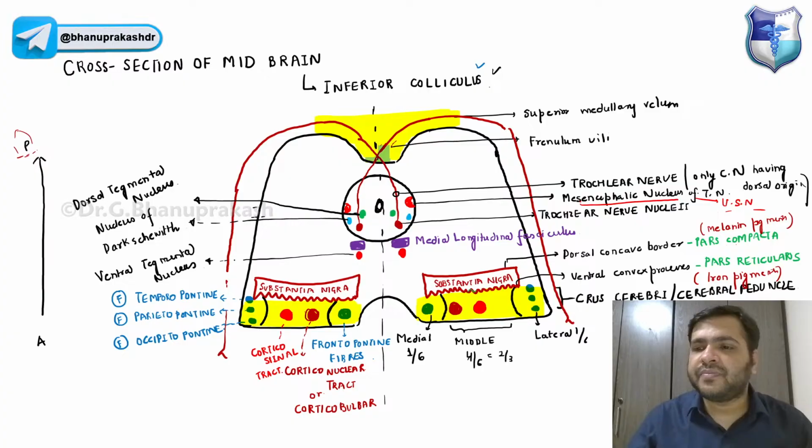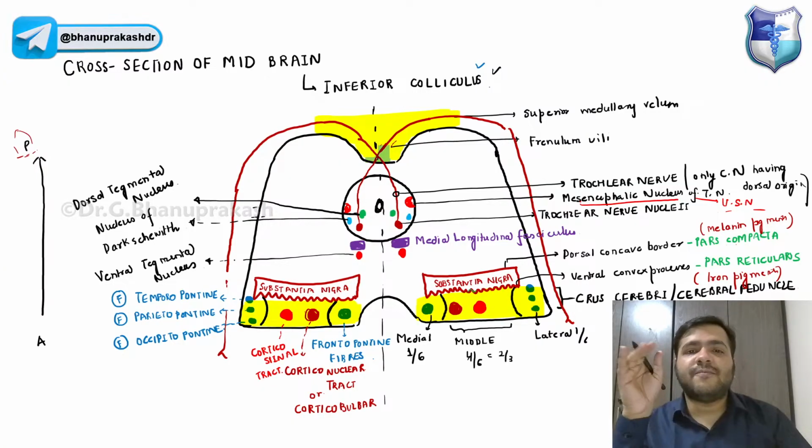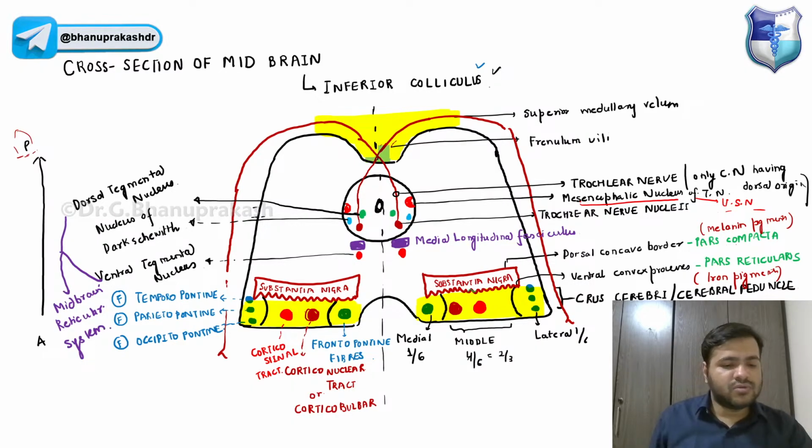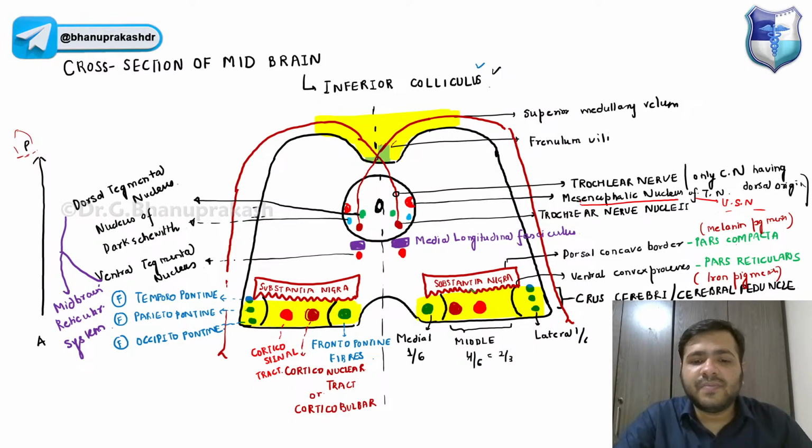So yes, the dorsal tegmental nucleus and the ventral tegmental nucleus, remember both of these, they belong to the midbrain reticular system. They both belong to the midbrain reticular system.